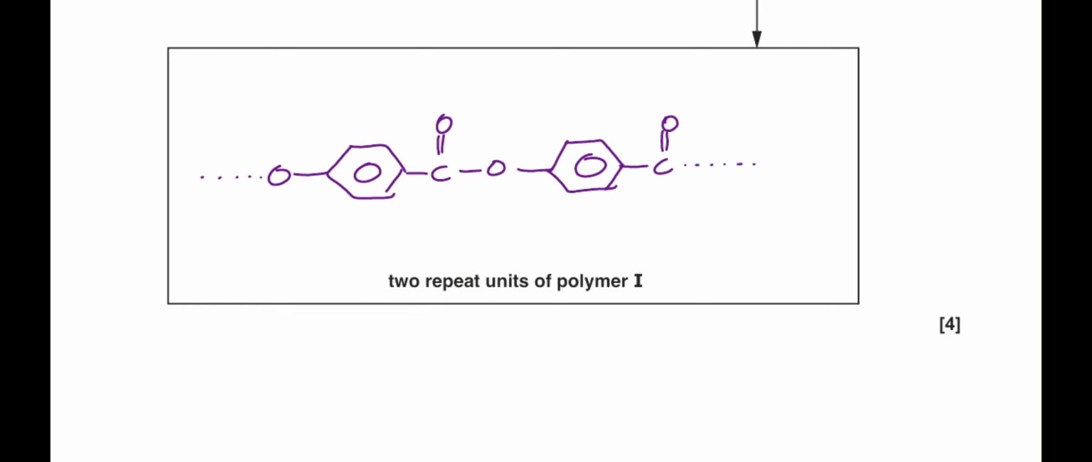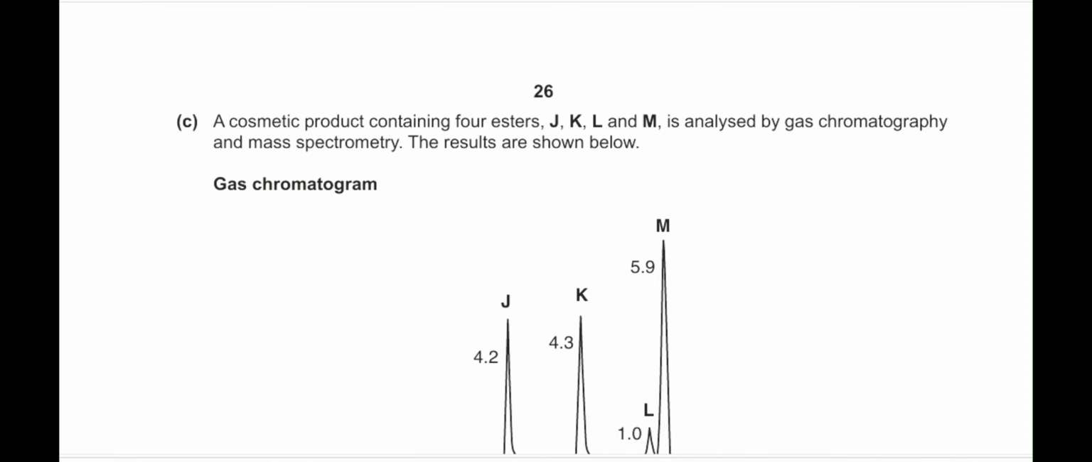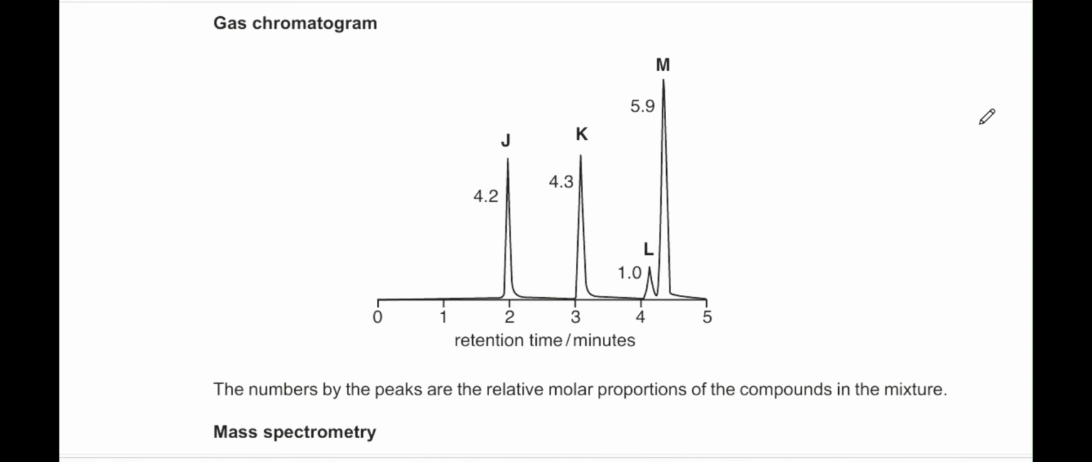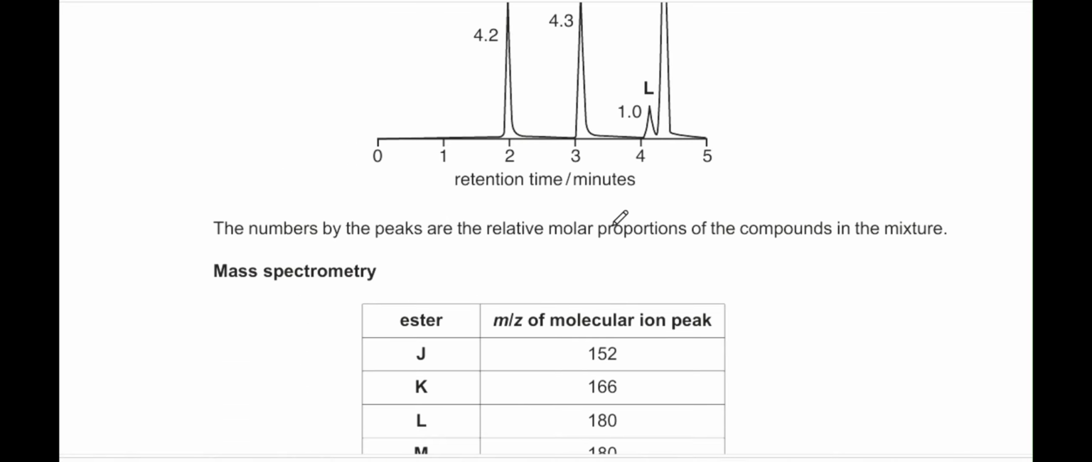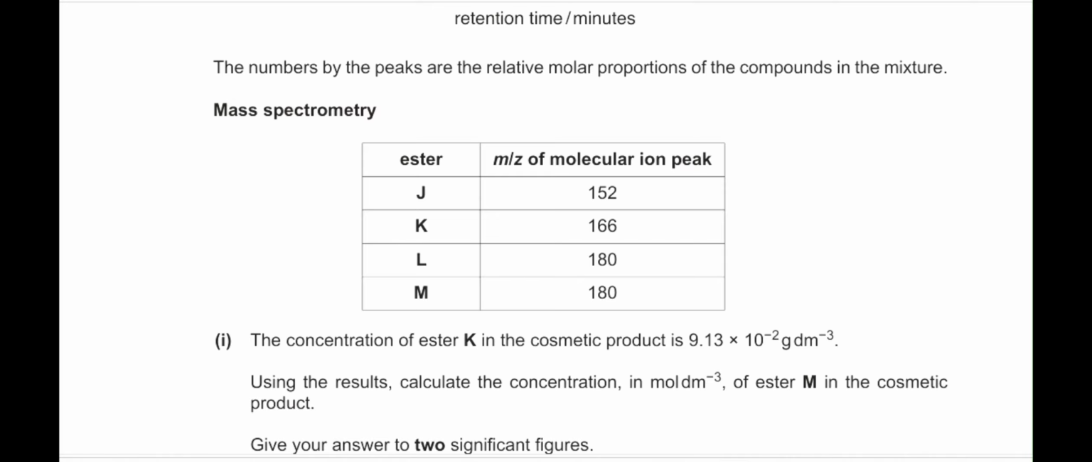That's fine. Question C. A cosmetic product containing 4 esters J, K, L and M is analyzed by gas chromatography and mass spectrometry. The results are shown below. Okay, next part of the question. The numbers by the peaks are the relative molar proportions of the compounds in the mixture. So mass spectrometry table is given where each ester and its MZ value is given.